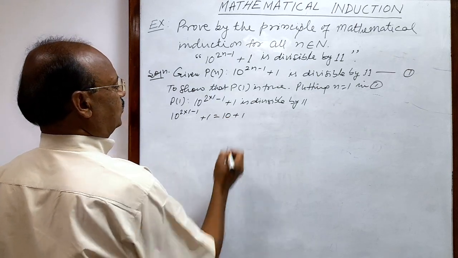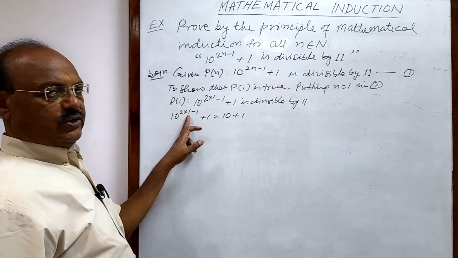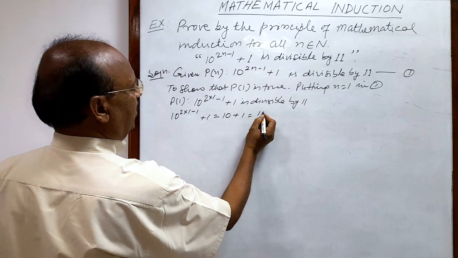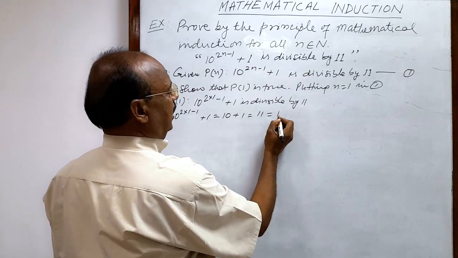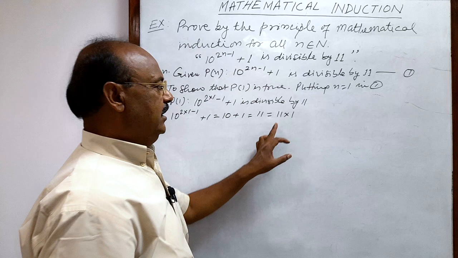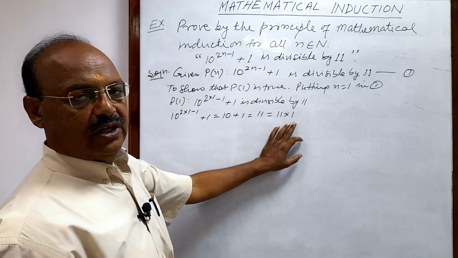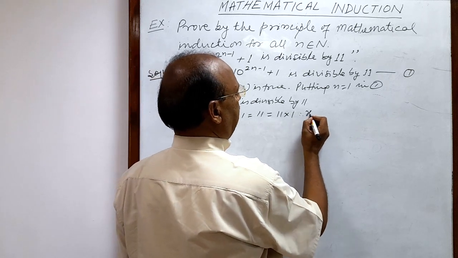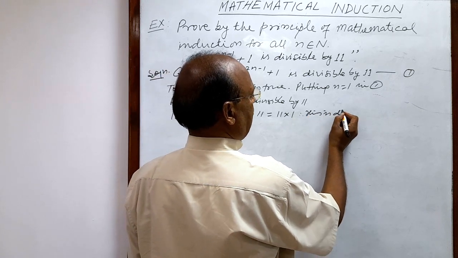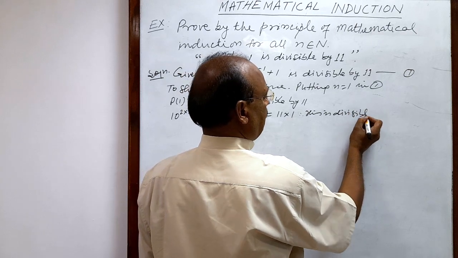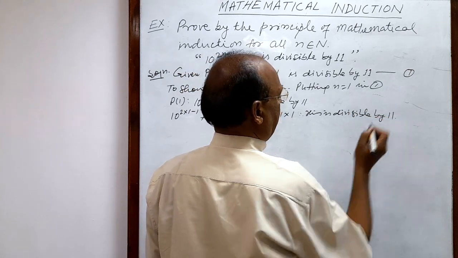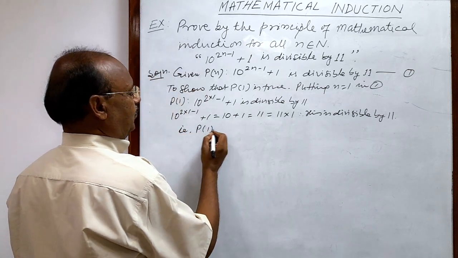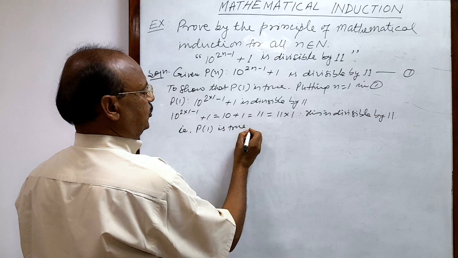This is 10 plus 1. 2 into 1 is 2, minus 1 is 1, and 10 to the power 1 is 10. So this is equal to 11, which is 11 into 1. 11 is a factor here, 11 into some natural number. So therefore this is divisible by 11. It means P1 is true.